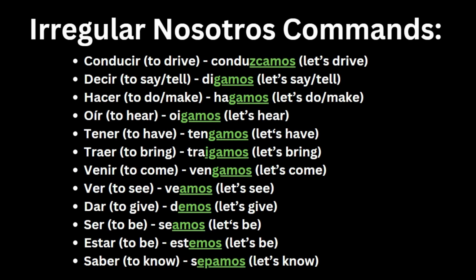However, there are many irregular verbs in the nosotros commands, but I will not put all of them in this video because you don't need all of them. If anything, I'll give the most useful verbs, ones that you can just memorize. These verbs include conducir, decir, hacer, oír, tener, traer, venir, ver, dar, ser, estar, and saber. In case you want to use these verbs in the nosotros commands, now you know how. And of course, there's other verbs that follow these irregular patterns, but you don't need to know all of them.